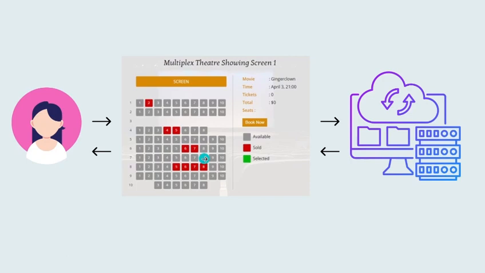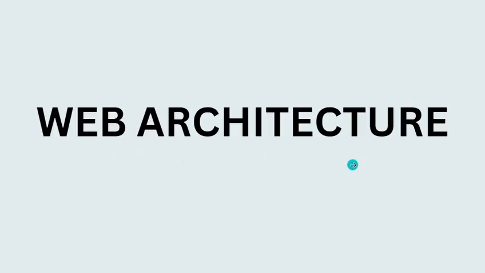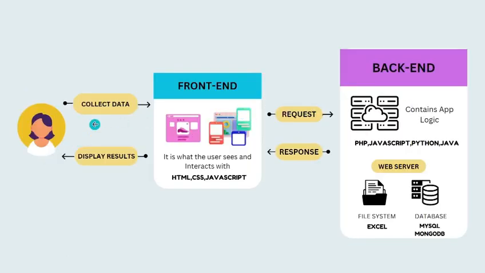Now, seeing this example, it is much easier to understand the web architecture. The web architecture consists of a front end and a back end. The front end collects the data from the user. The front end is what the user interacts with or sees. Here we use HTML, CSS and JavaScript for designing the front end. This front end requests the back end.